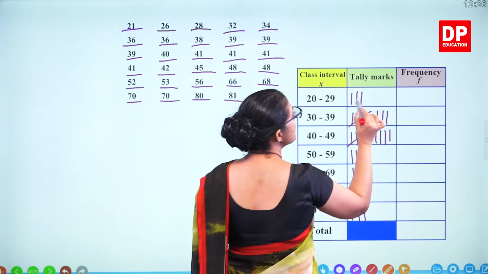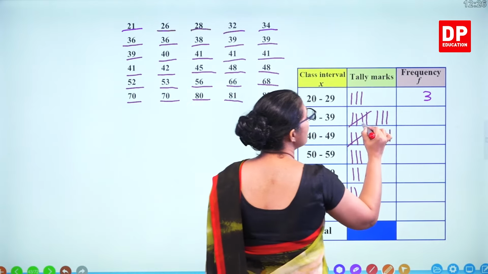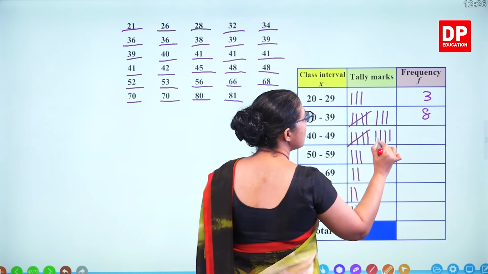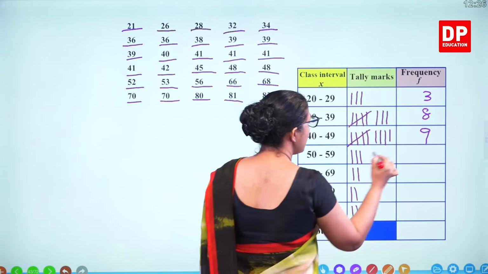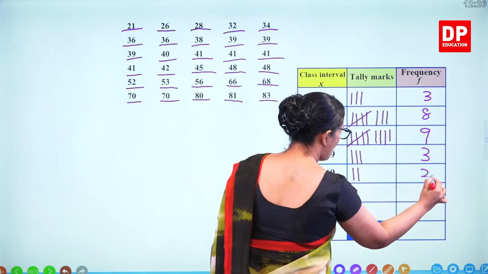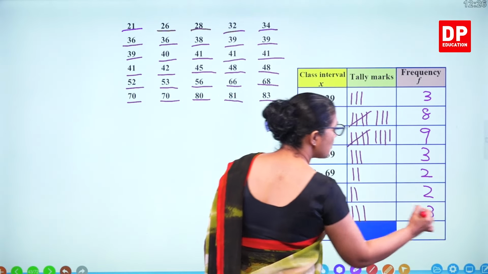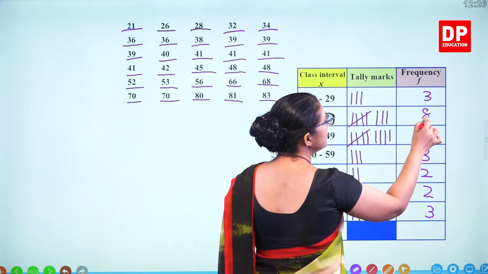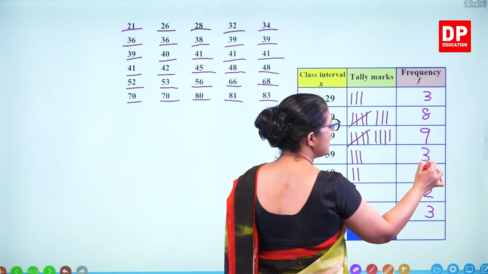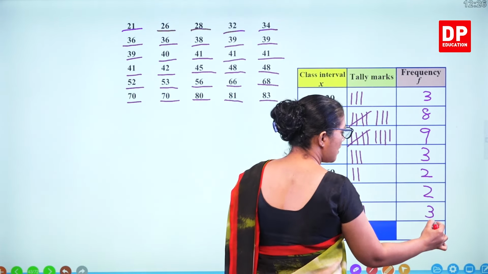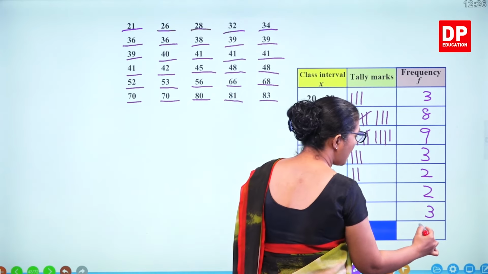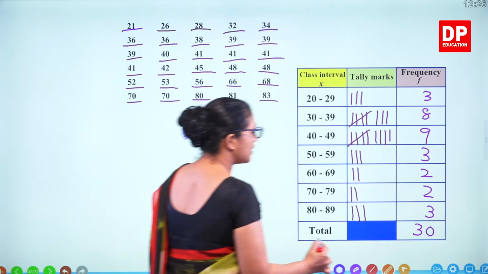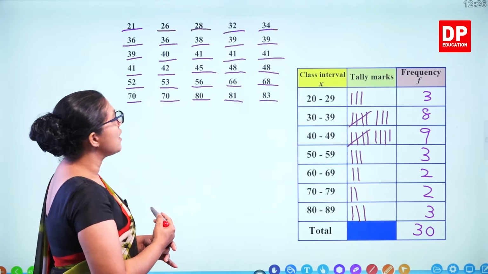That's called frequency. So 3, 5 plus 3 is 8, 5 and 4 is 9, 3, 2, 2, 3. So what's the total? 8 plus 3, 11, 20, 23, 25, 25 plus 5, 30. 30 is the total, so that means it is correct.